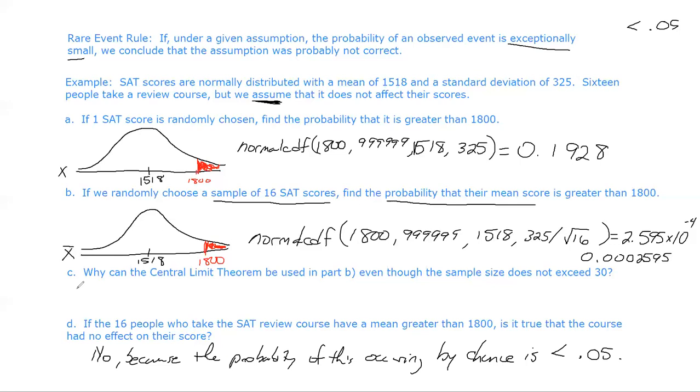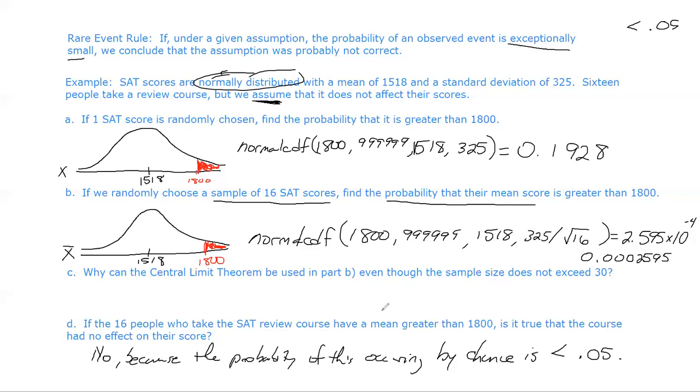Remember what the commonly used rules for the central limit theorem were. It said that you only need the sample size bigger than 30 when the population is not normally distributed. If the population is normally distributed, which it is in this problem, then any sample size can be used.